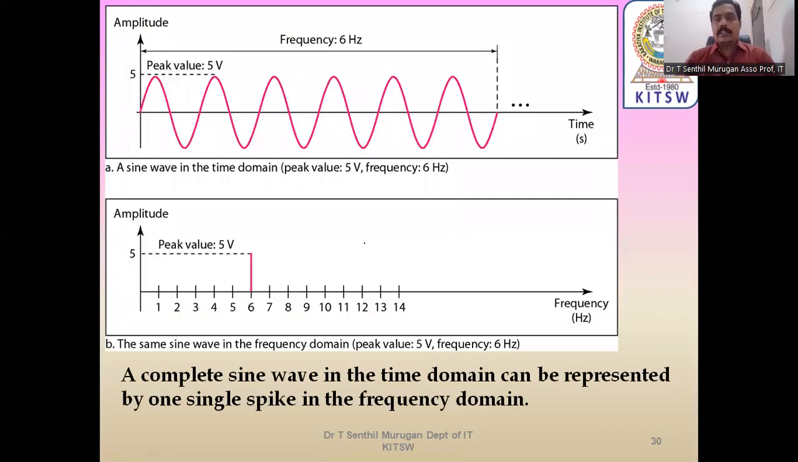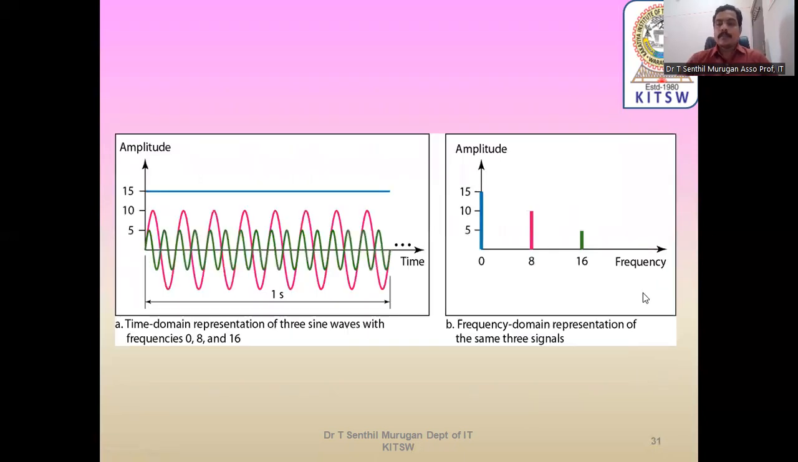See here, the clear explanation is there. The peak value is 5, which is common to all the waves, and the frequency of this entire wave is 6 hertz. So frequency 6 will take 5 volts. This is the frequency domain plot, and this is the time domain plot. We just reminded ourselves how to draw them. A complete sine wave in the time domain can be represented as one single spike in the frequency domain. Here simple examples are given.